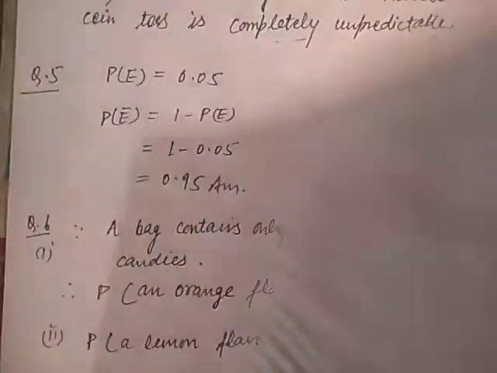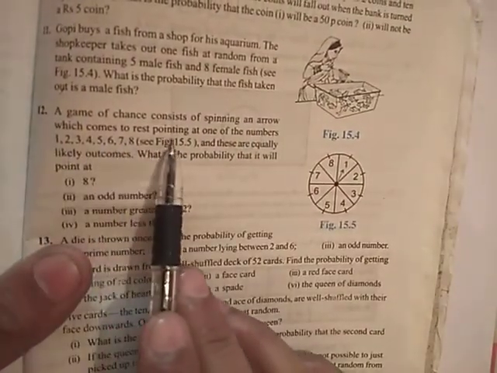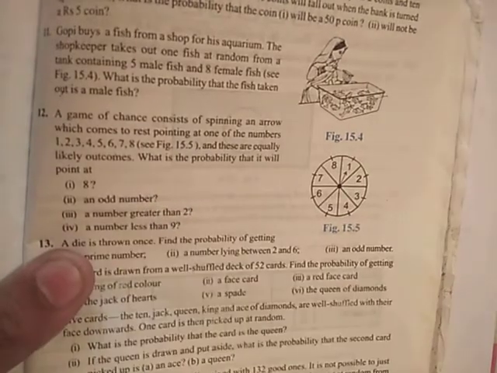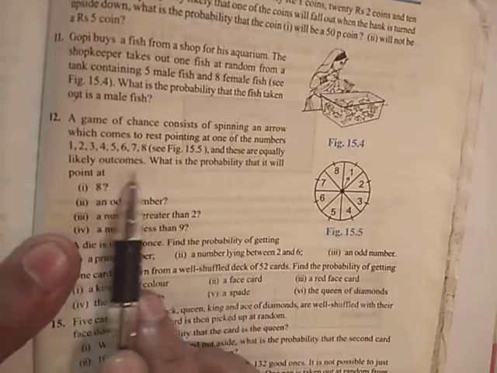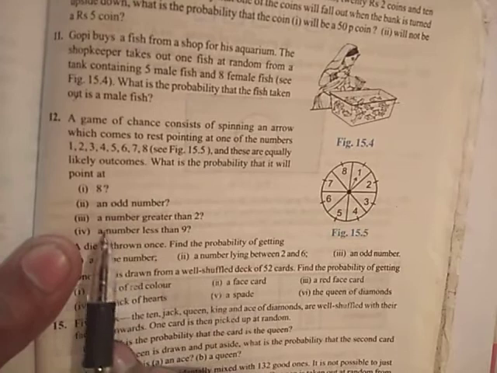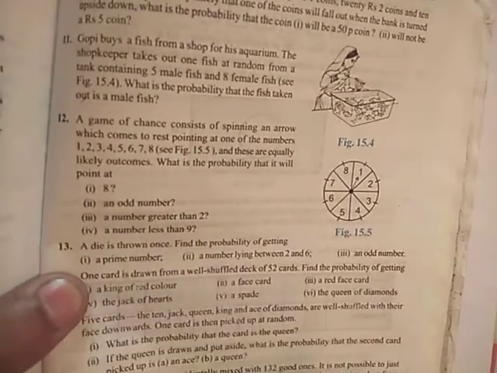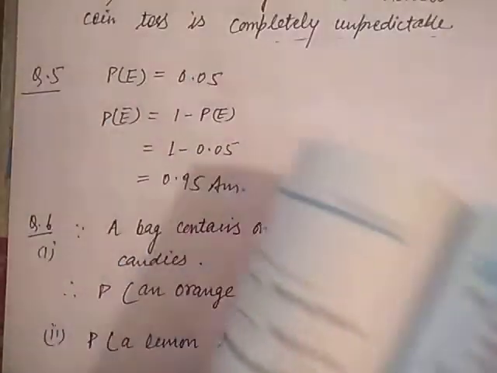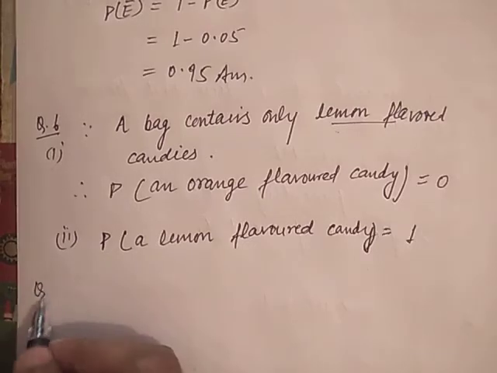What is 12th question? A game of chance consisting of spinning an arrow which comes to rest pointing at one of the numbers 1, 2, 3, 4, 5, 6, 7, 8, and these are equally likely outcomes. What is the probability that it will point at 8, an odd number, a number greater than 2, a number less than 9? The question is very simple, but let us do it. Okay, question number is 12.